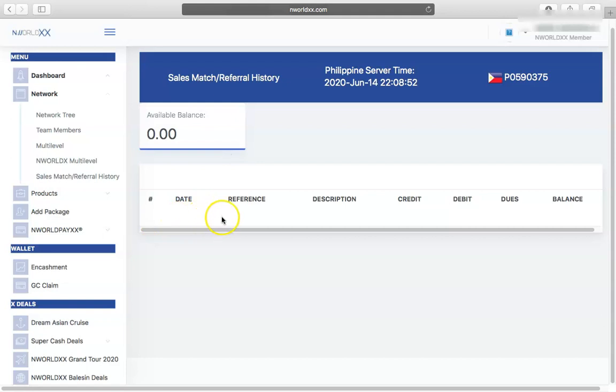You can also see here the breakdown of the transactions. For example, if on a particular date you have a match bonus, it will be reflected here with the reference number, the description, whether it is a match bonus or a referral bonus, how much you earned, and what the balance is. These are all the sections that you can find under the network menu of your NworldXX account.